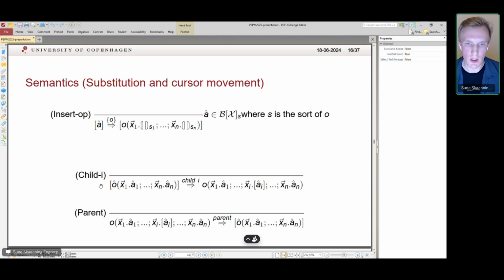And we have child operators, which, as the name implies, if we are encapsulating an operator with n children, we can then move to the ith child of that operator. And then we have the parent operator, which of course does the opposite. So if we are encapsulating a child of a node, then we can move up to the parent.